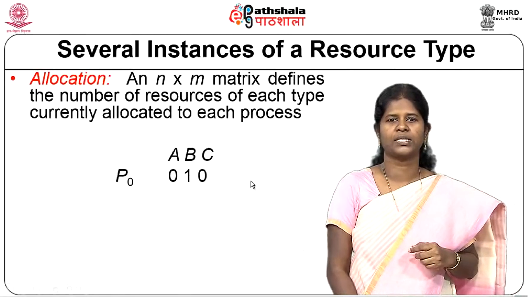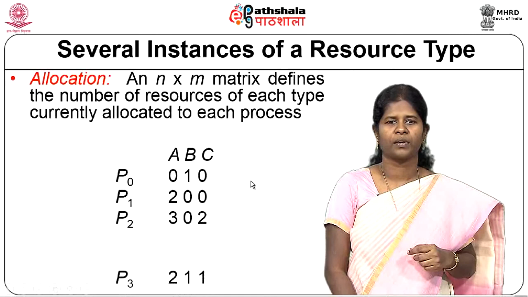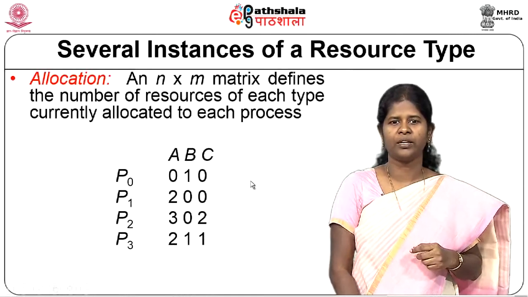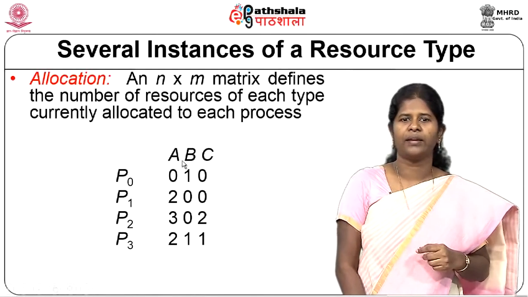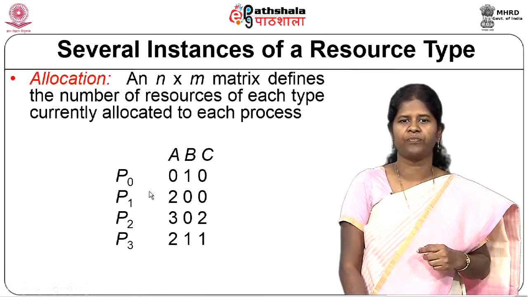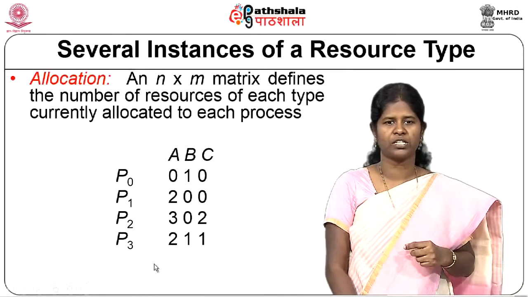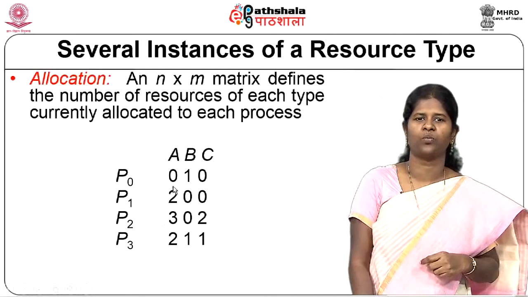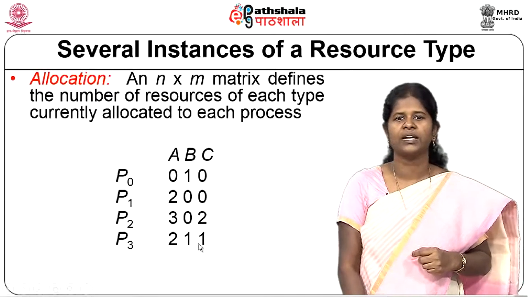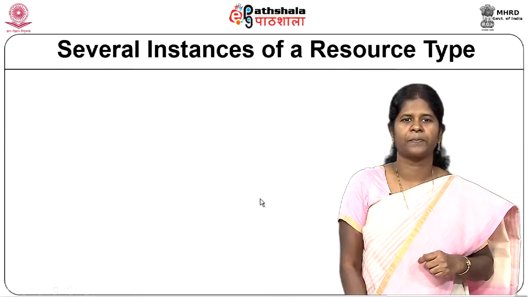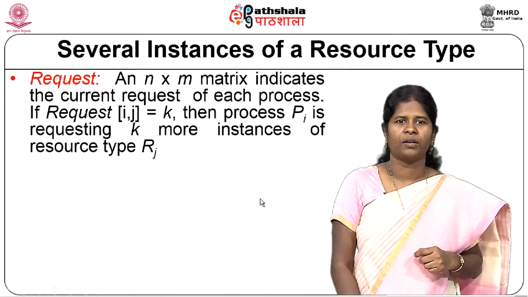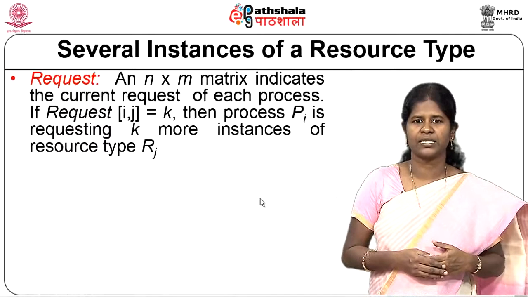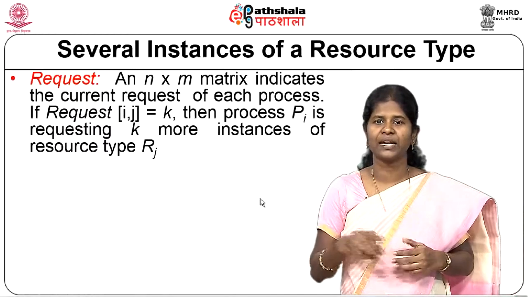Look at this example. Here A, B, C are the different resource types and P0, P1, P2, P3 are the different processes, and this allocation shows how many instances of each resource are allocated to each process. Then you have another n by m matrix. This is the request matrix.